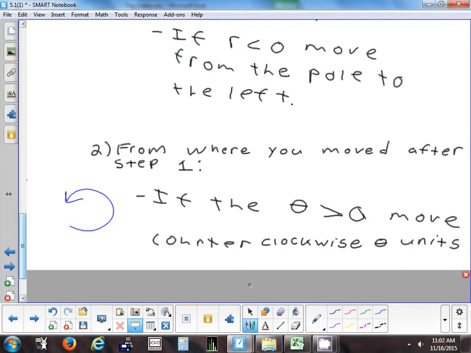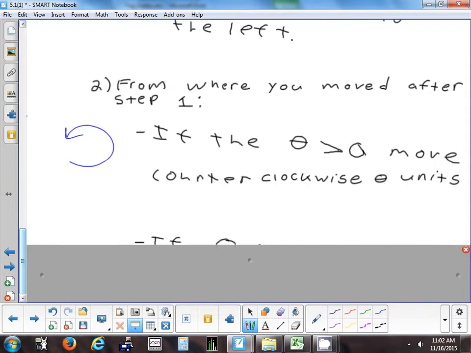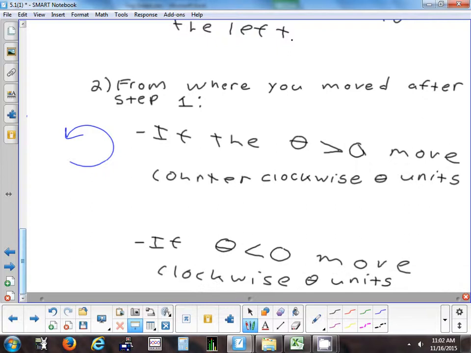So if you've got a positive angle greater than 0, counterclockwise. If you've got a negative angle, clockwise. If your angle was 0, you wouldn't move at all, just like if you had a 0 for an x or y coordinate, you wouldn't move in that direction.